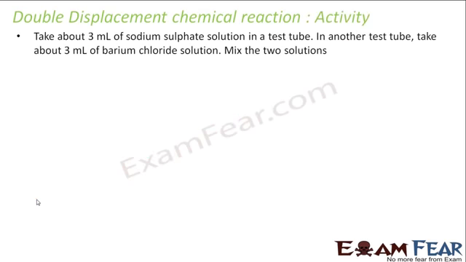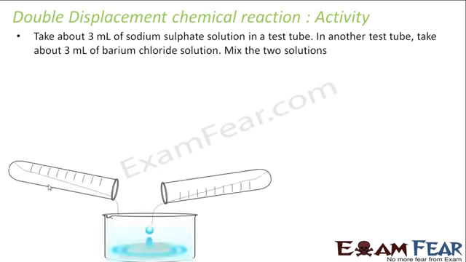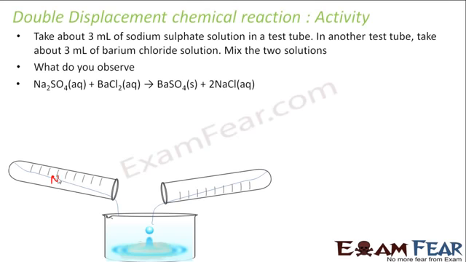We'll take an activity for this. We'll take 3 ml of sodium sulfate solution, Na2SO4, in one test tube, and 3 ml of barium chloride solution in another test tube. We'll mix both. When we mix them, we observe a white precipitate, and we also get a solution.